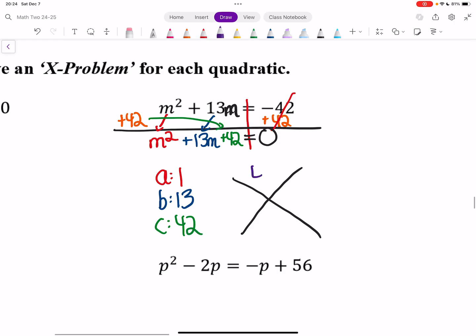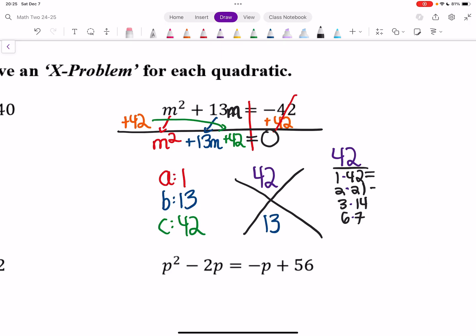A multiplied by C is positive 42, and then I write B in the bottom. This means that the next step is to write 42 off to the side and list all of the possible factor pairs of 42. According to the chart, that's 1 and 42, 2 and 21, 3 and 14, and 6 and 7. Next, I need to identify the signs of AC and the sign of B in order to figure out what the factor pair signs will be.